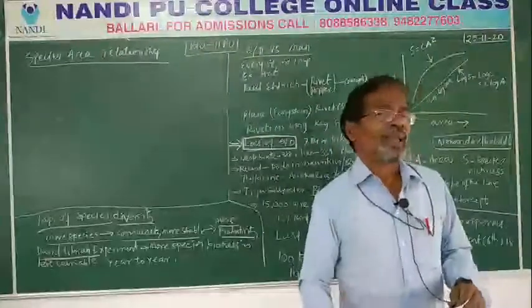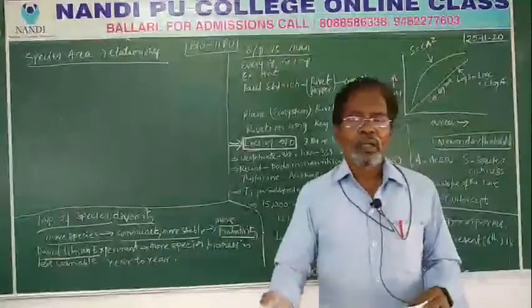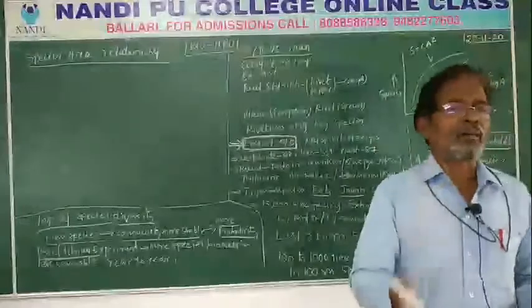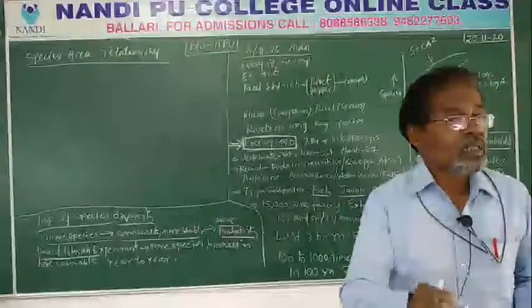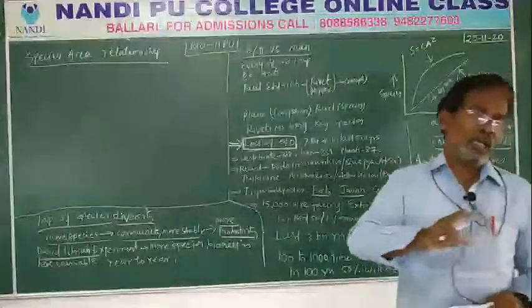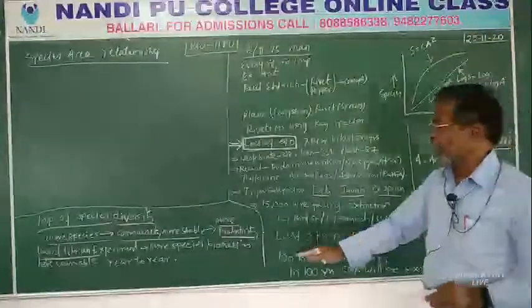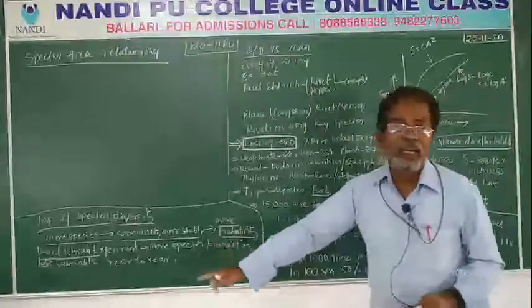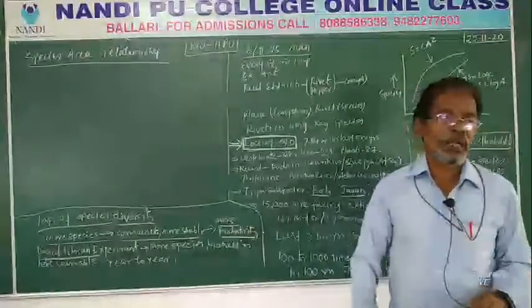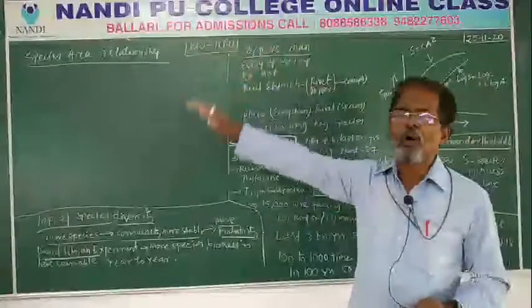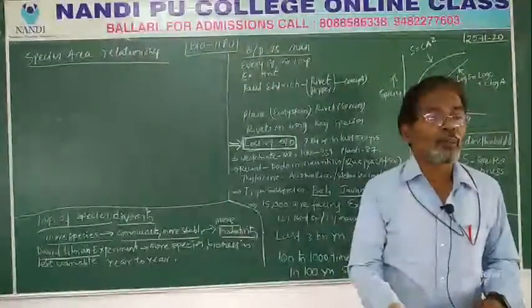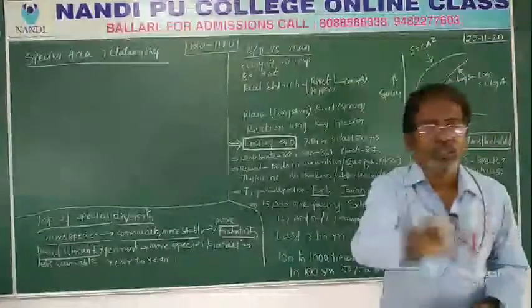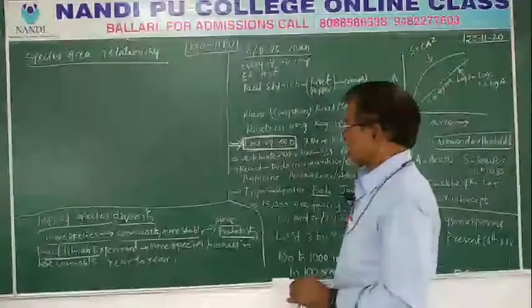Remember, I'm not telling less or more. If the species increases in that area, productivity will be more. If the species decreases, productivity will be less. Means in less species richness, the productivity will be variable year to year. Understand? And if the species richness is very high, then what was happening? The variation was not seen. Remember this. Is that clear?